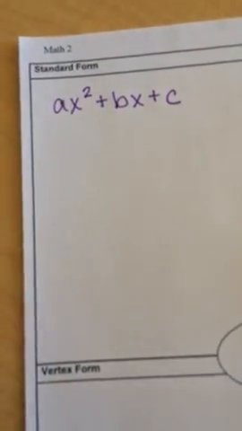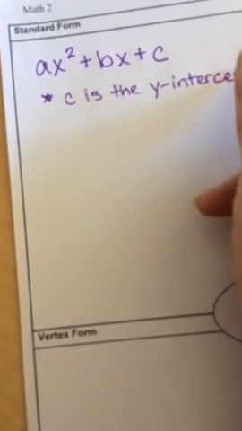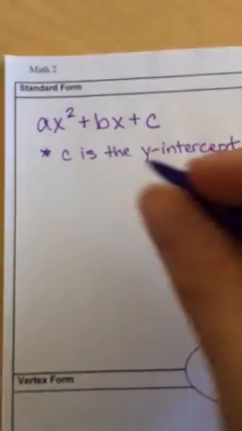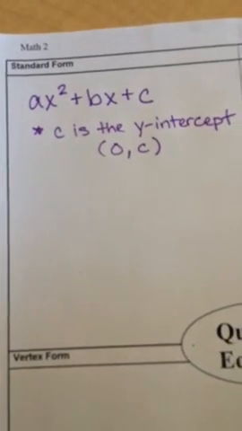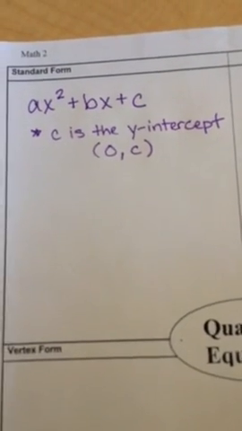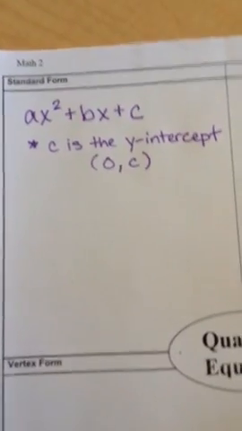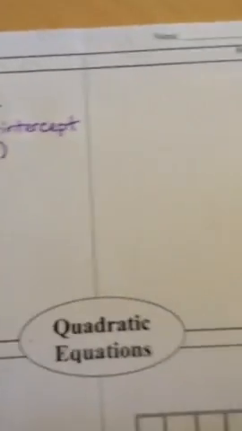So standard form of an equation is going to be ax squared plus bx plus c, and c is the y-intercept. And just a reminder that we write the y-intercept like this: (0, c), and that's whatever that number is, okay? So that's standard form, and from standard form we find the y-intercept.